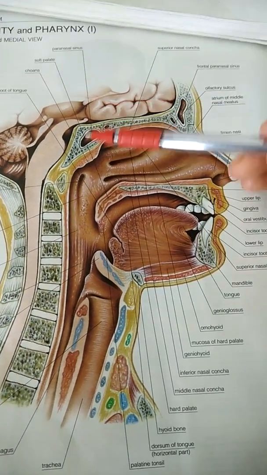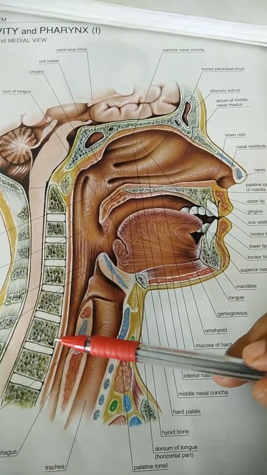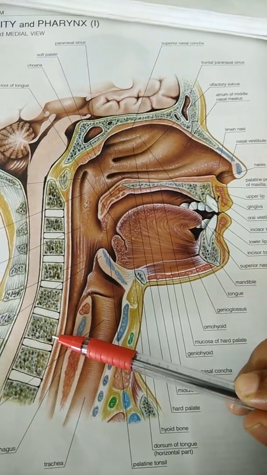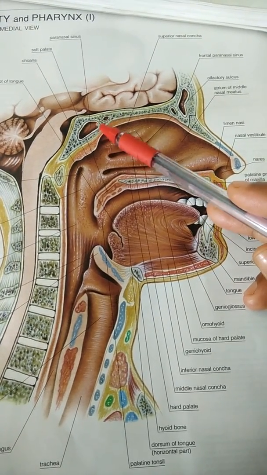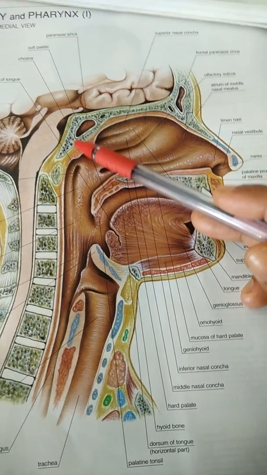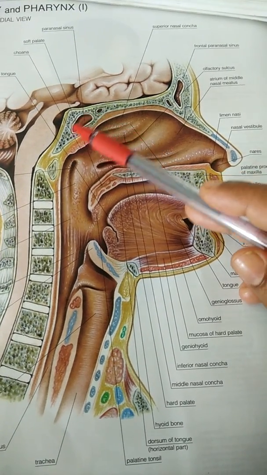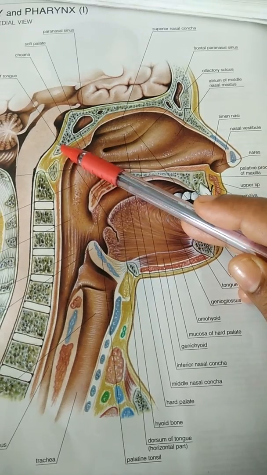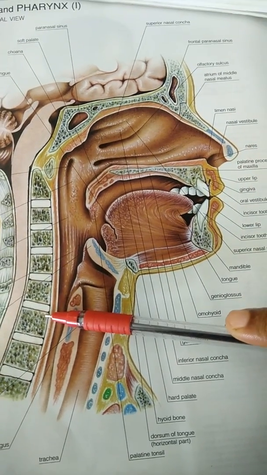It extends from the base of the skull to the C6, the sixth cervical vertebra. The base of the skull here is the sphenoid bone and the basilar part of the occipital bone. So it extends from the sphenoid bone and basilar part of the occipital bone to the sixth cervical vertebra.